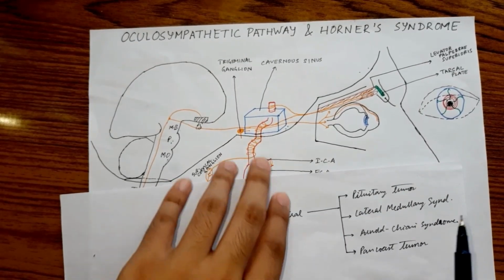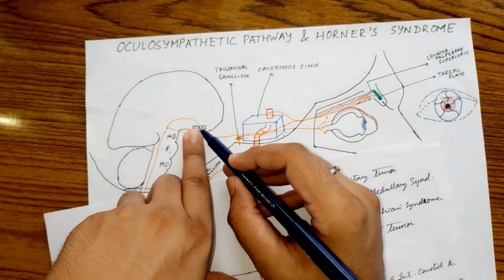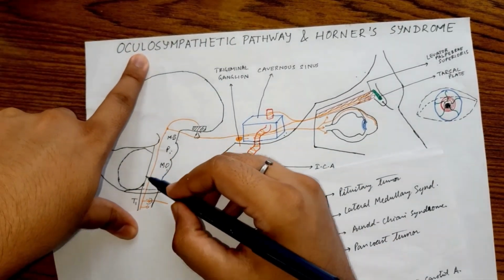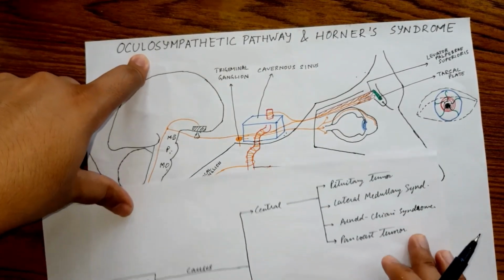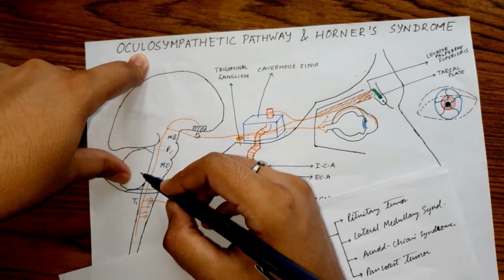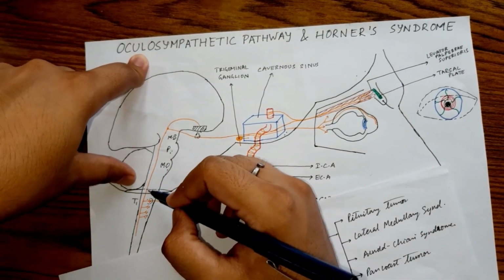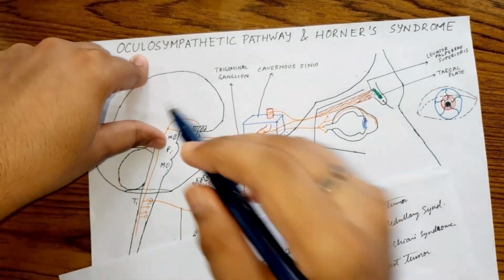Firstly, central causes. Central causes may be due to pituitary tumor here, or lateral medullary syndrome, which is nothing but the infarction of the lateral part of medulla. Arnold-Chiari syndrome, which is actually the herniation of the cerebellar tonsils through the foramen magnum, compresses the sympathetic fibers, first order sympathetic fibers from the hypothalamus.